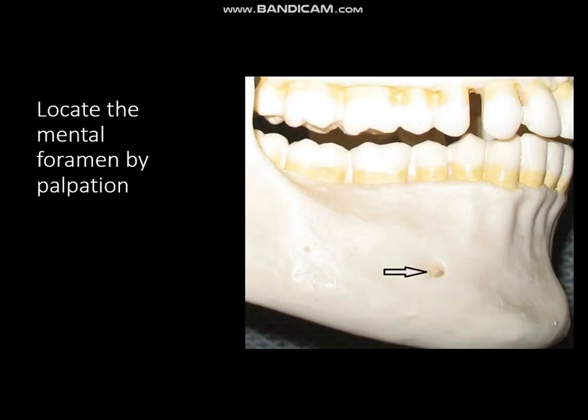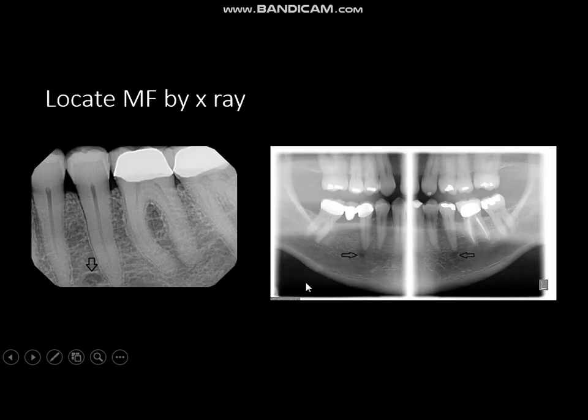First, you have to locate the mental foramen by palpation. The patient will feel some soreness while you palpate the mental foramen. Also, you can use the X-ray or radiographical examination to locate this foramen. As you can see, this is the mental foramen and this is the OPG which demonstrates the position of the mental foramen. Usually the mental foramen is located between the two premolars or at the second premolar, but the position of this foramen differs between individuals.